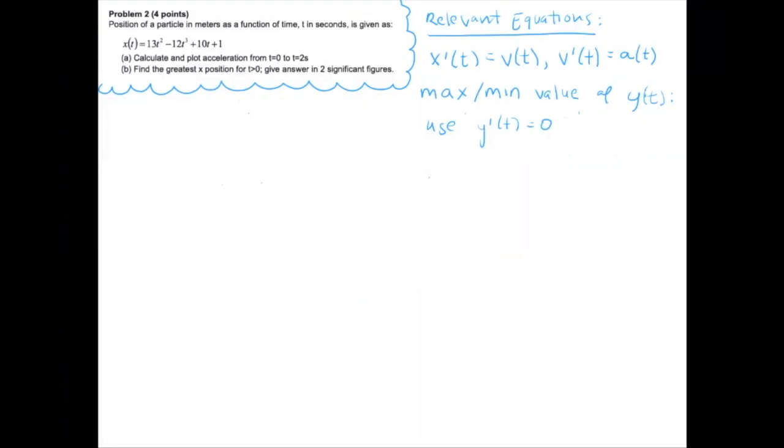Okay, so as you can see, our problem is up on the left top corner, and some relevant equations for the problem are written on the top right corner. So the first part of the problem is asking us to take our position and calculate and plot acceleration. So we are going to do this using derivatives. So the derivative of position is velocity, and the derivative of velocity is acceleration.